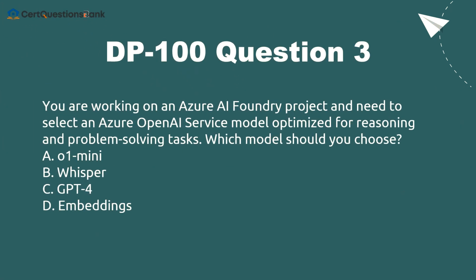You are working on an Azure AI Foundry project and need to select an Azure OpenAI service model optimized for reasoning and problem-solving tasks. Which model should you choose? A. O1 Mini. B. Whisper. C. GPT-4. D. Embeddings.